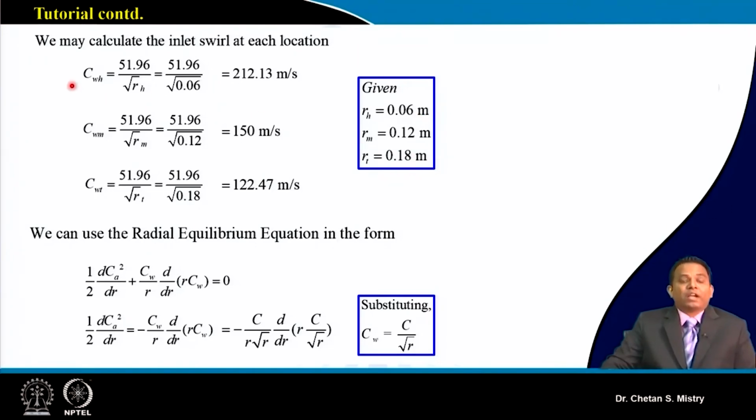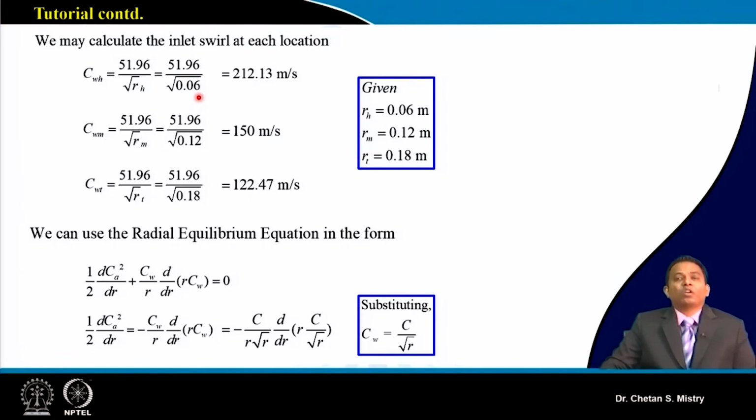If we put that into the formulation, my whirl component at the hub is 212.13 meters per second. My Cw at the mid station is 150 meters per second, and my Cw at the tip is 122.47 meters per second. So you have a higher whirl component at the hub and a lower whirl component at the tip. So this is the calculation for our whirl component.